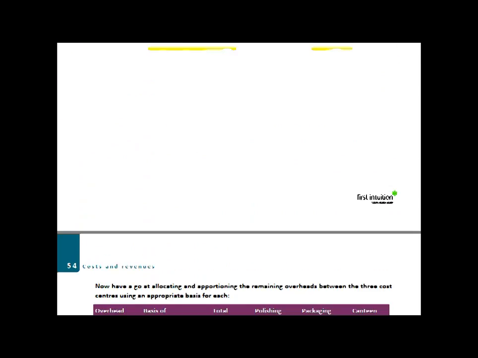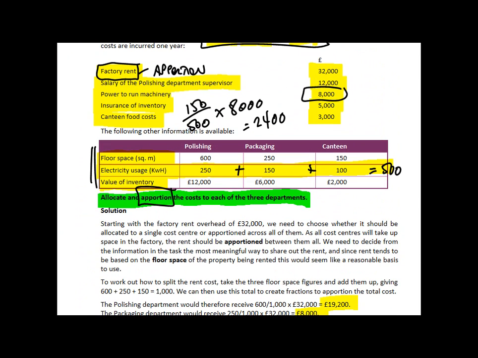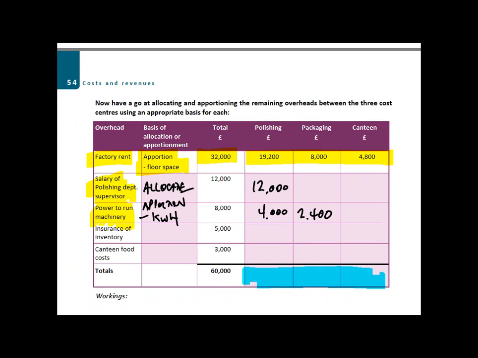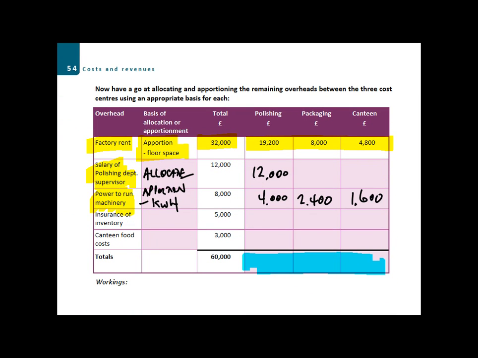And then the canteen, they've also got some machinery, presumably some ovens or something. They only, though, used up 100 kilowatt hours out of 500, which on my calculator gives me 0.2 or 20%. So they're going to take 20% of the cost of 8,000, which is £1,600 that I will apportion to the canteen. And when I finish my numbers, just double check if you add up 4,000 plus 2,400 plus 1,600, it does come back to 8,000. So it's worth just double checking that your numbers seem to tally.